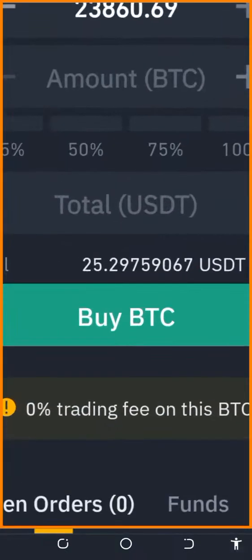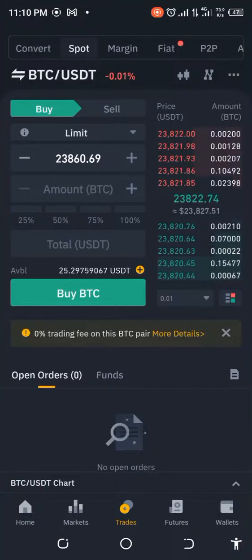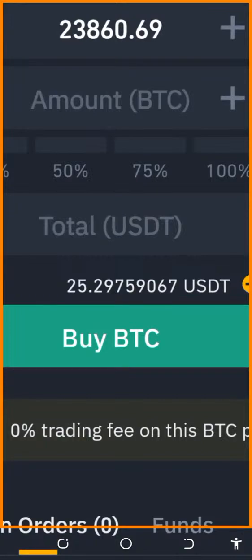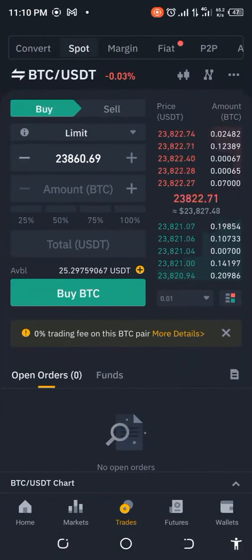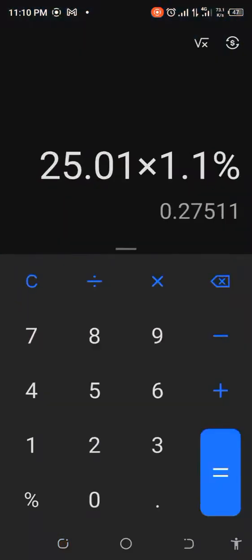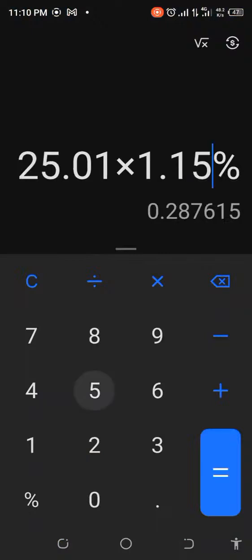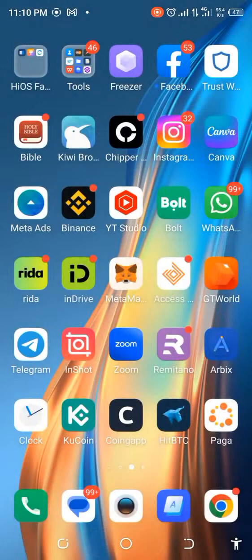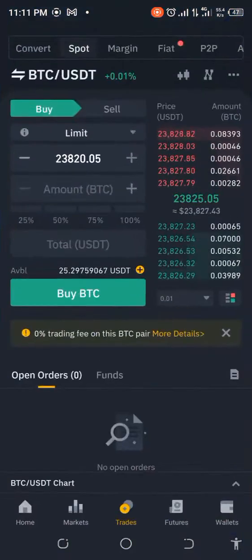As you can see here, it's 25.29. And if you remember, we started out with 25.01. So now we have made a profit of about 28 cents, which is over 1%. Let's even check what that is. That should be, let's say, 1.15. Yeah, about 1.15%, which is good. It's not that bad. If you do this over and over again, you definitely will be able to make a very good amount of profit within a day.